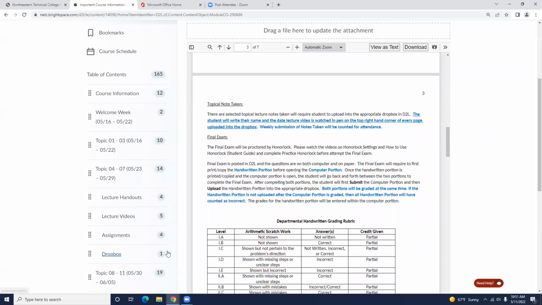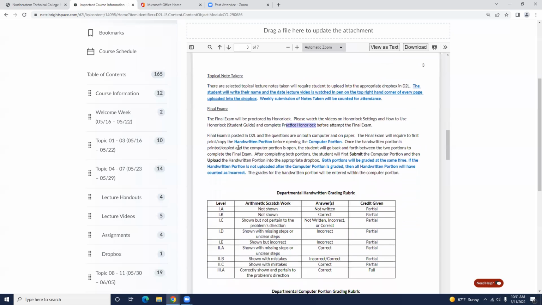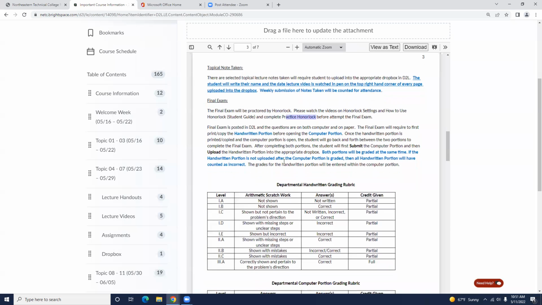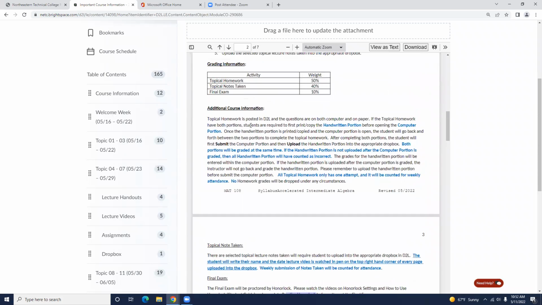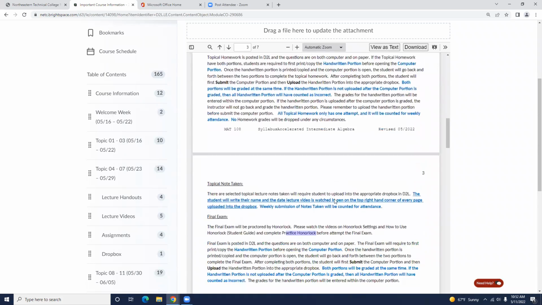Final exam, I showed you earlier, has two portions, and the final exam will be proctored by Unlock. So please watch the videos on Unlock settings and how to use Unlock, and complete the practice Unlock before attempting the final exam. The final exam is posted in D2L and has both portions. Since it has both portions, you will follow the same procedure as you would with a homework assignment that has a computer and handwritten portion.